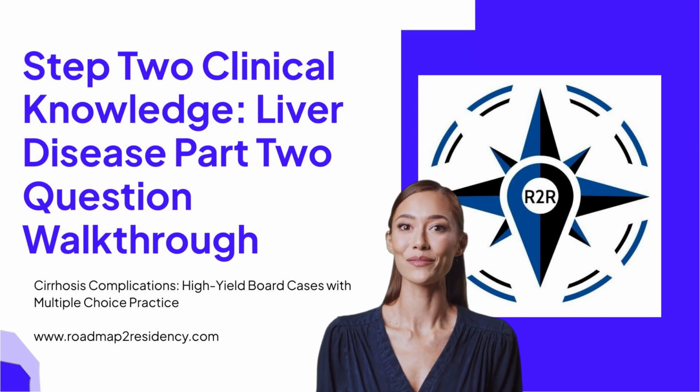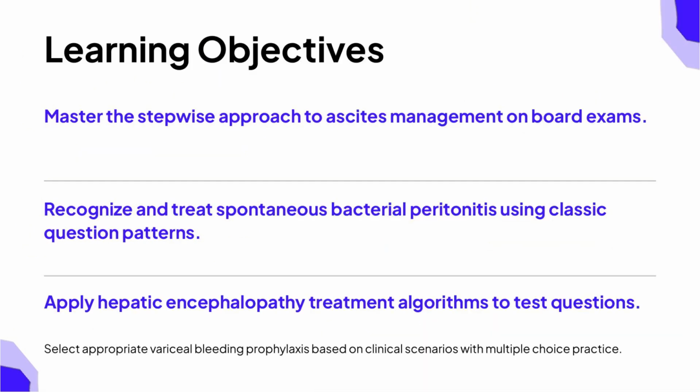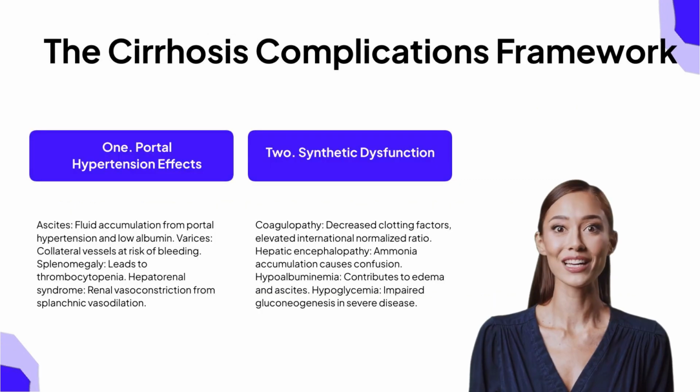Let us jump in. By the end of this video, you will master the approach to ascites, know exactly when and how to diagnose spontaneous bacterial peritonitis, understand hepatic encephalopathy treatment, and nail variceal bleeding questions. We are going through 5 multiple choice questions with detailed rationales for every answer choice. This is exactly how boards test these topics. Before we hit the questions, let us review the framework.